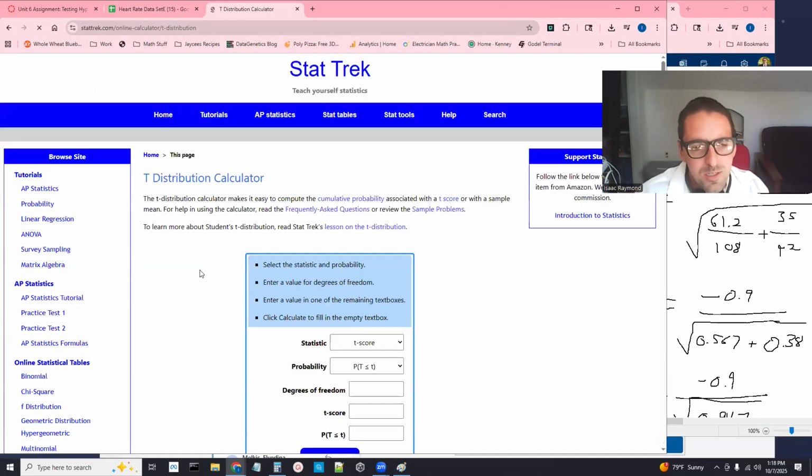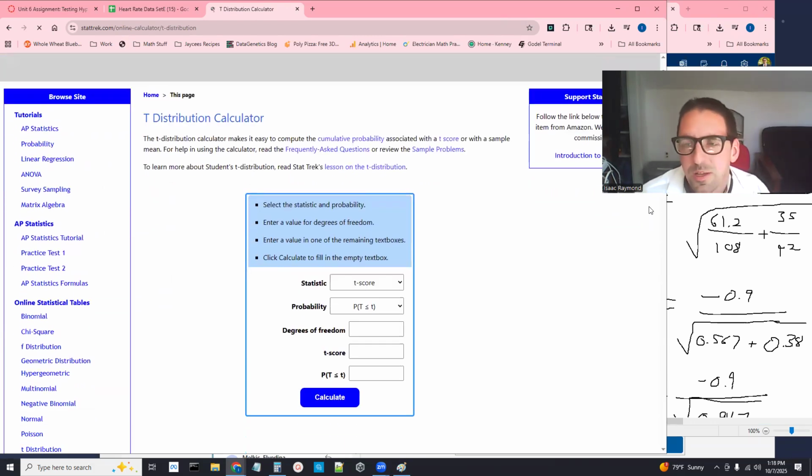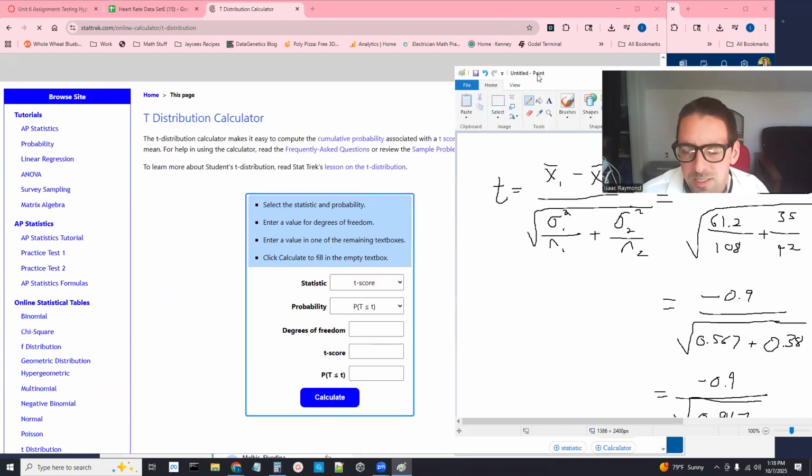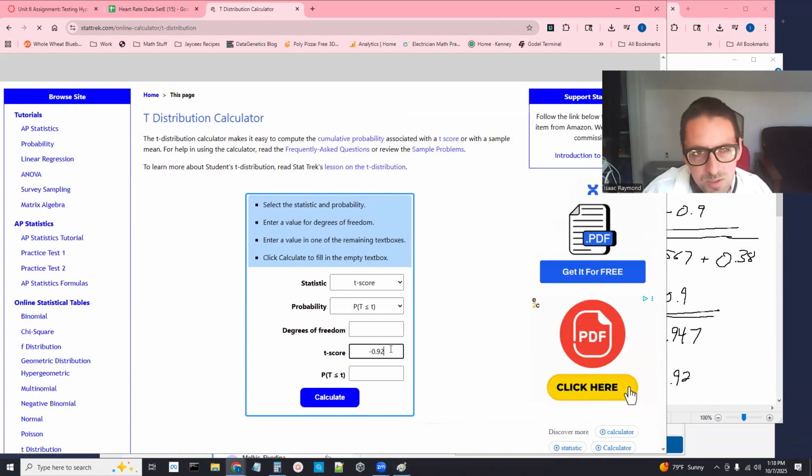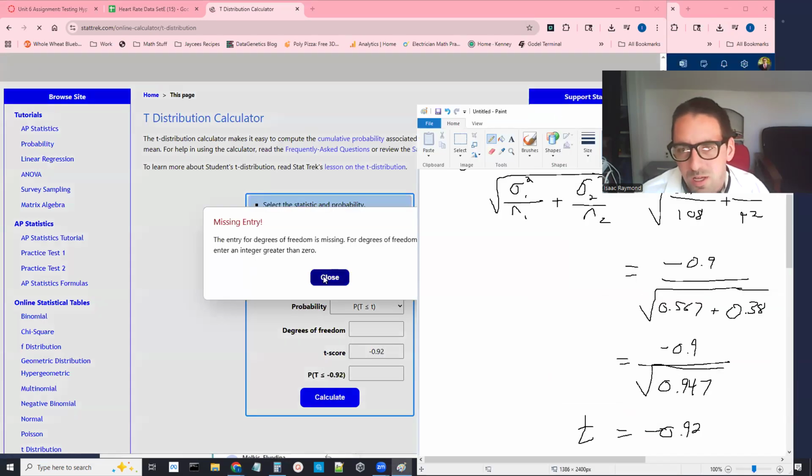It's going to ask for degrees of freedom here. We'll use a rough estimate. So that's negative 0.92 for our t-score. You can use any of the calculators on this list. And then the degrees of freedom, when there's two samples, there's a more complicated formula, but we'll use an approximation.